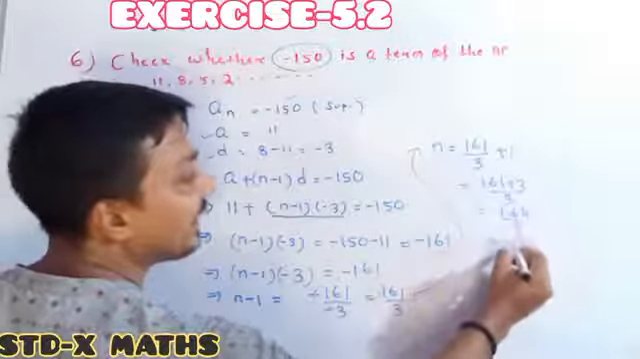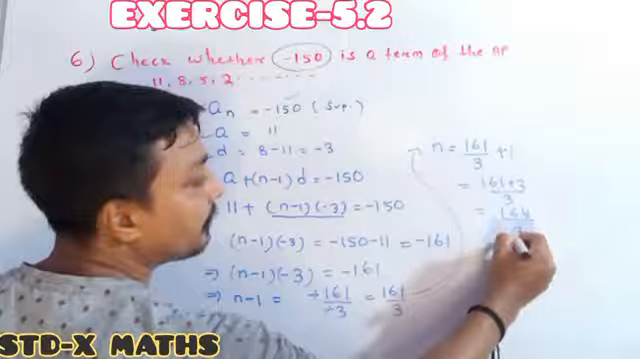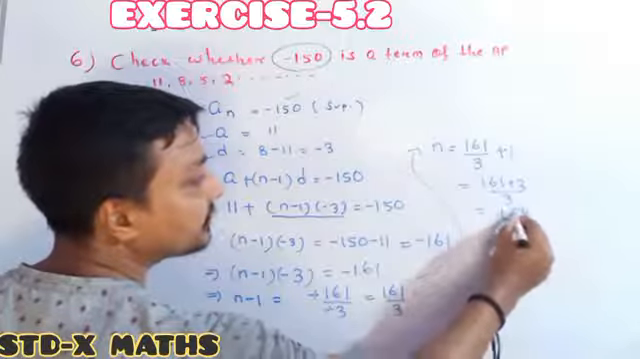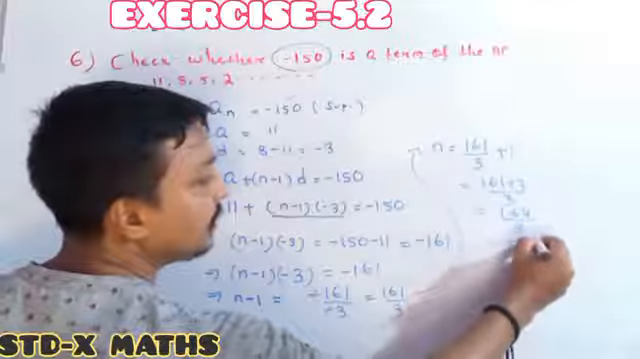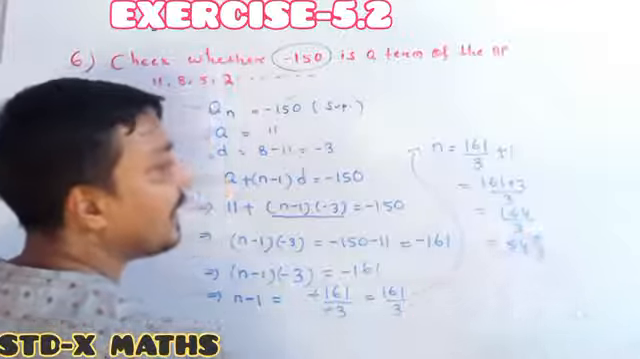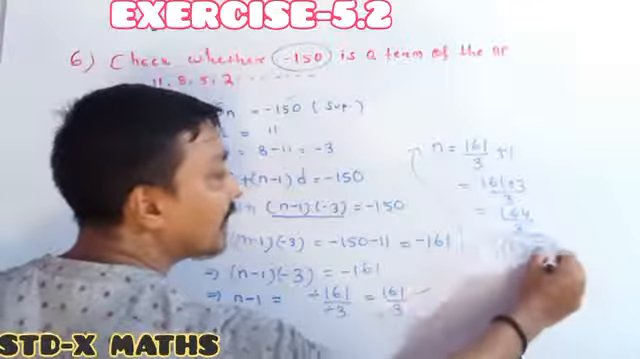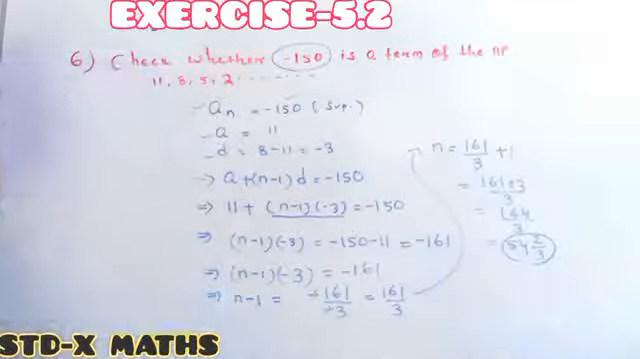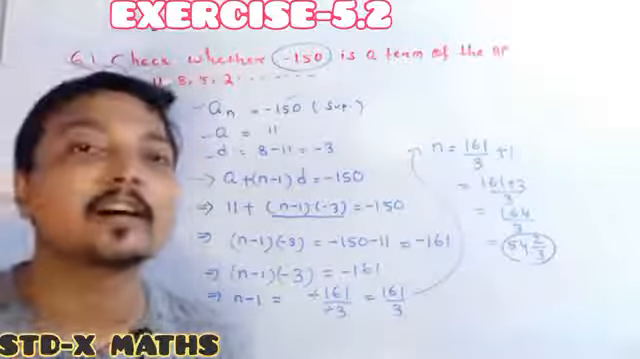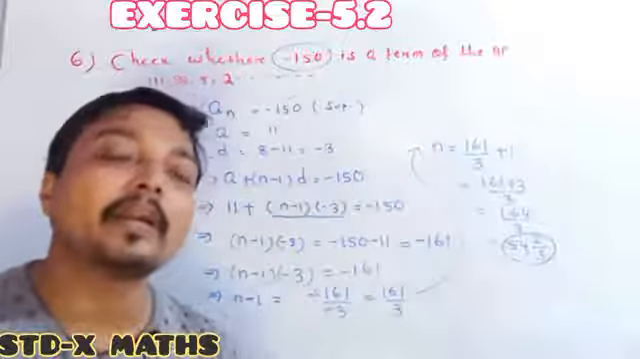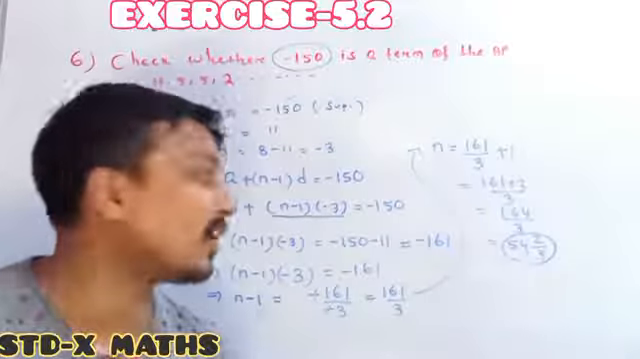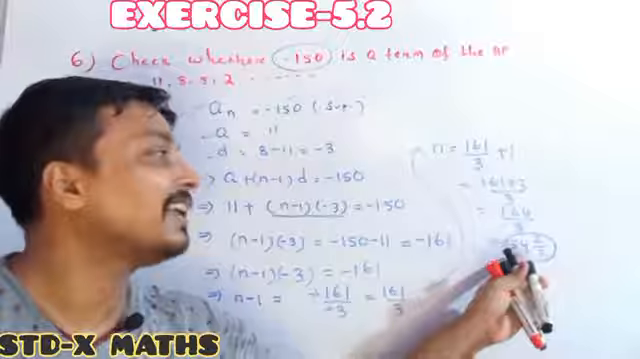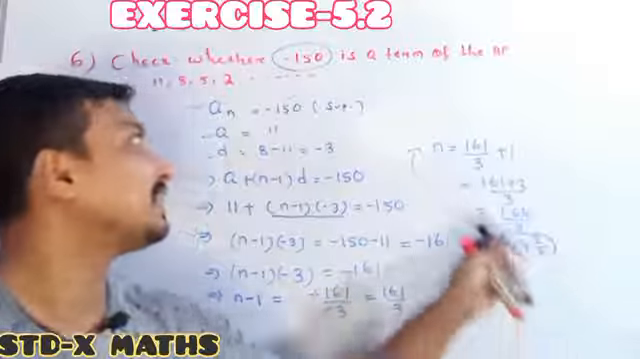On simplifying, you will get 3 5s are 15, then 3 4s are 12, so 54 whole 2 by 3. See, n you are getting as a mixed fraction. So the number of a term will always be whole: 5th term, 6th term, or 7th term. But here someone will say that 54 whole 2 by 3 is the term.